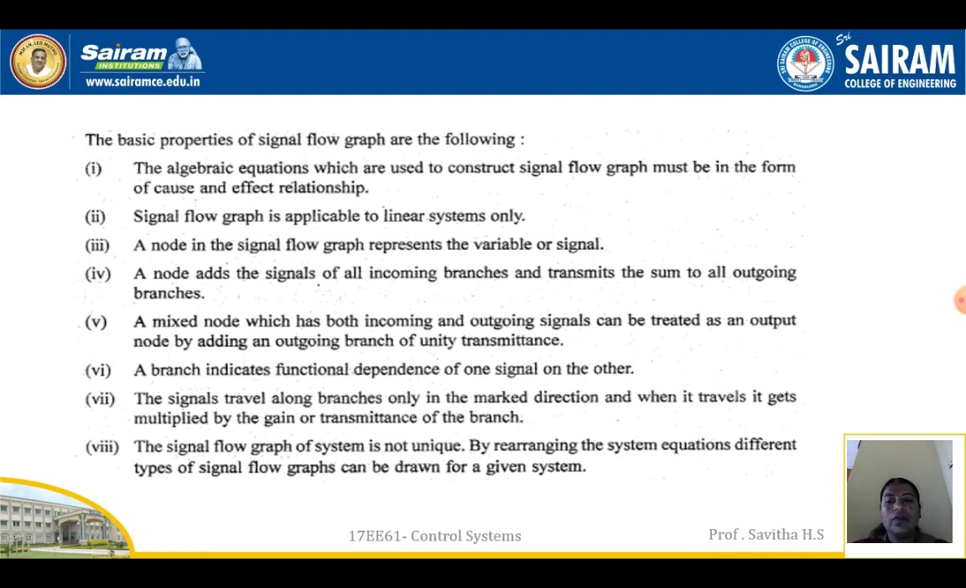The signal flow graph of the system is not unique. By rearranging the system equations, different types of signal flow graphs can be drawn for a given system.